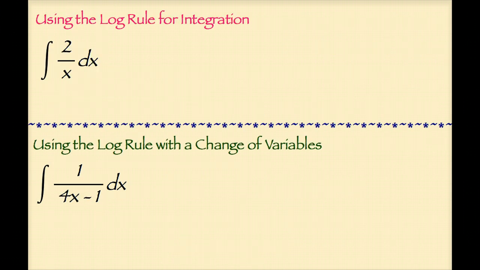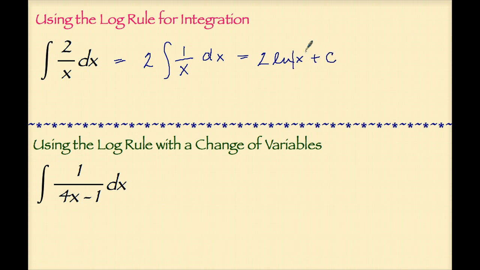Let's try a couple of examples. In this first example, I'm going to rewrite the integral taking the constant 2 to the outside of the integral. That way, I'll be able to easily see that I'm actually being asked to integrate 1 over x dx, which of course is natural log of x. So this integral will be 2 natural log of x plus c.